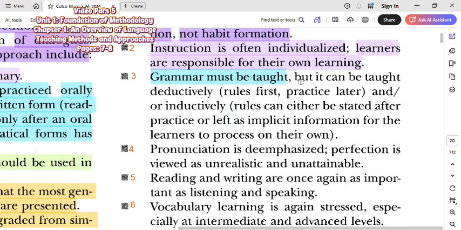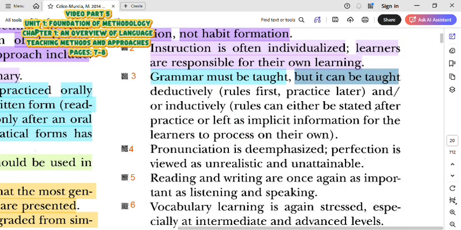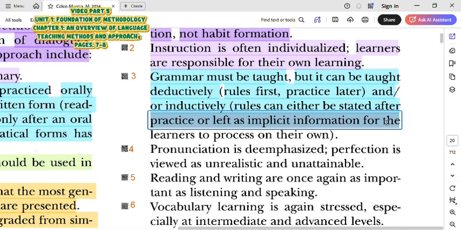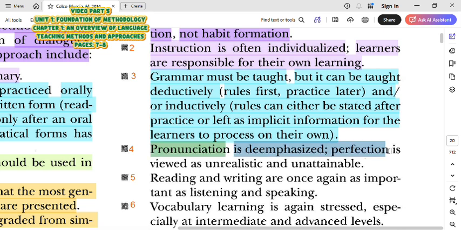Bullet point 3. Grammar must be taught, but it can be taught deductively (rules first, practice later) and/or inductively (rules can either be stated after practice or left as implicit information for the learner to process on their own). Bullet point 4. Pronunciation is de-emphasized. Perfection is viewed as unrealistic and unattainable.